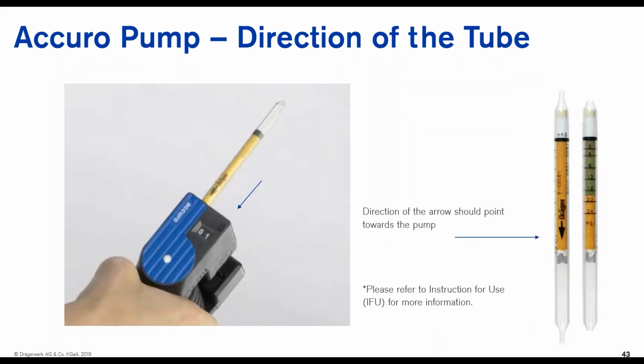Then the direction of the tubes. It's very important to know the direction of the tubes: when you insert them into the socket of the Accuro pump, you must insert them in the correct direction. The direction arrow should point towards the pump itself.